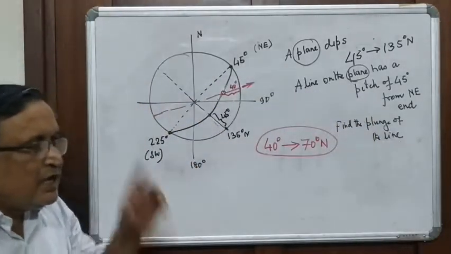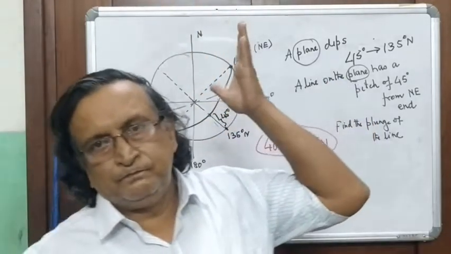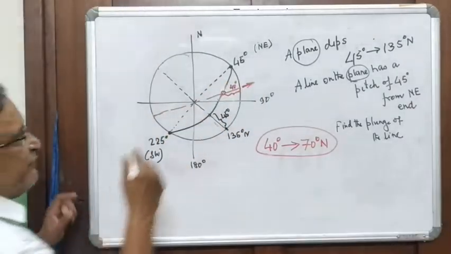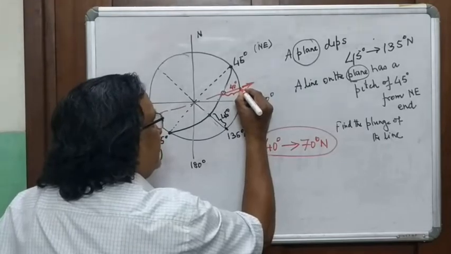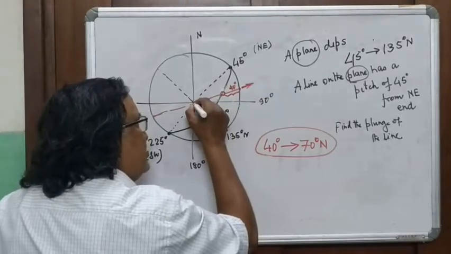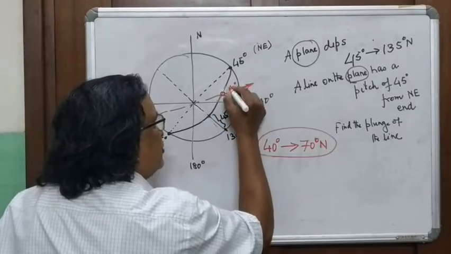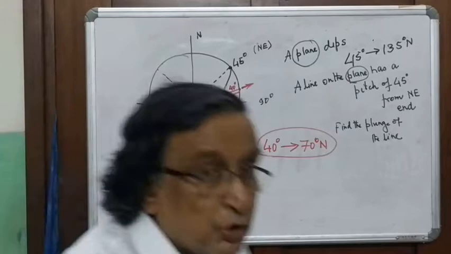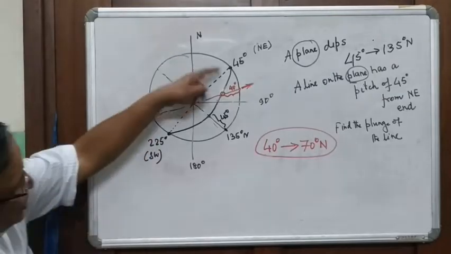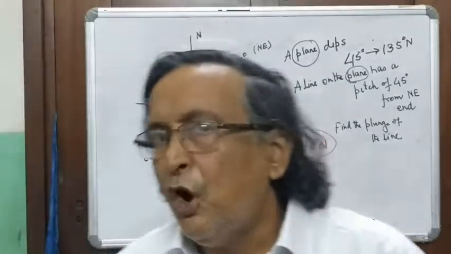Now, the answer is, the plunge of a line is the angle measured from the horizontal on a vertical plane. So, I draw a vertical plane to the point. And on the vertical plane, this is 0 degree plunge. This is 90 degree plunge. So somewhere here, and I get this point, this magnitude is 40 degrees. 40 degrees is the magnitude of the plunge. Which direction? This is the point, this is the direction, and this is north, 70 degrees north. So this possibly is the plunge of the line.